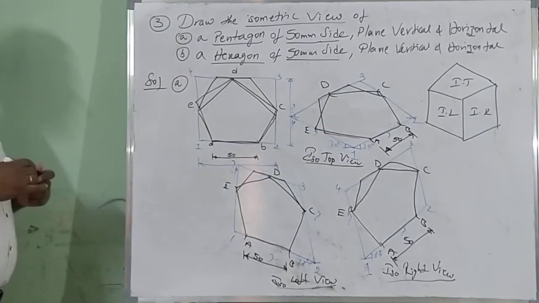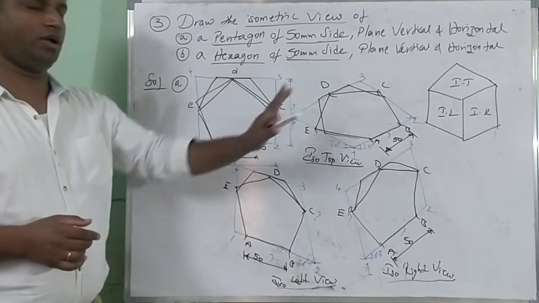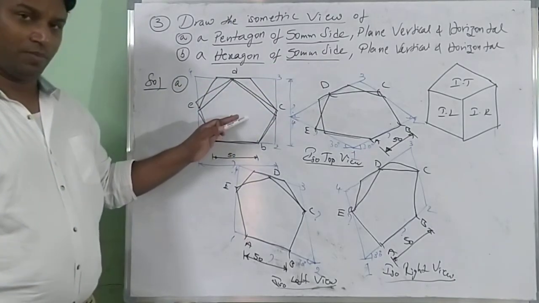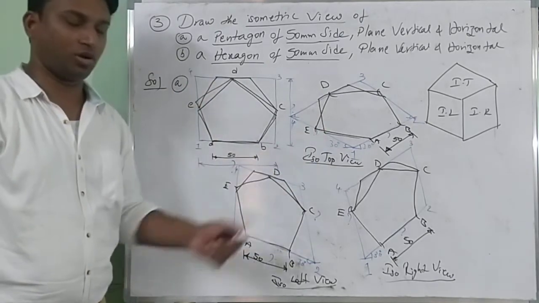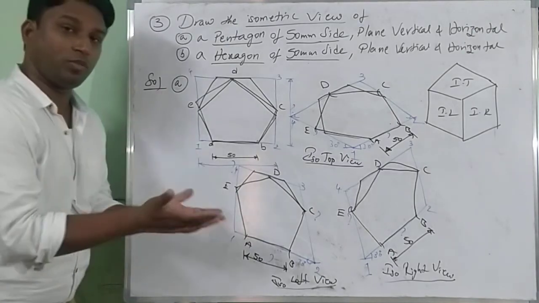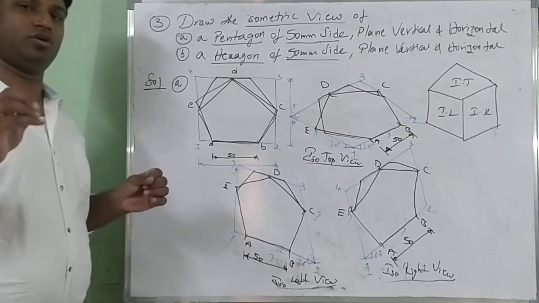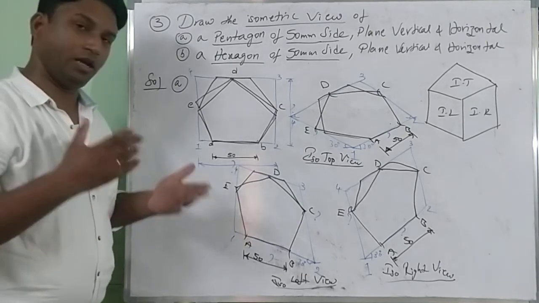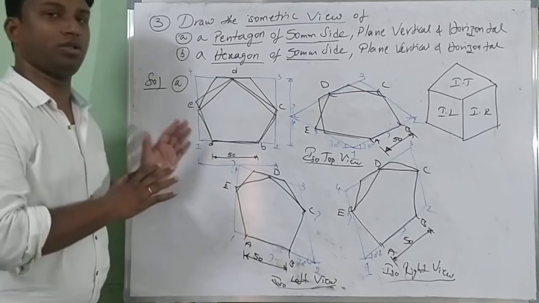Same, try to do it by yourself, the theory B: a hexagon of 50 mm side, plane vertical and same. Instead of a pentagon, draw a hexagon, construct a box, iso left, iso right, iso top. So simple questions. Don't just watch the videos. Keep your mobile phone in front. Take A4 size paper which is available near your stores. Any paper, any book. Take pencil, scale, protractor. Those are enough to draw the drawings.